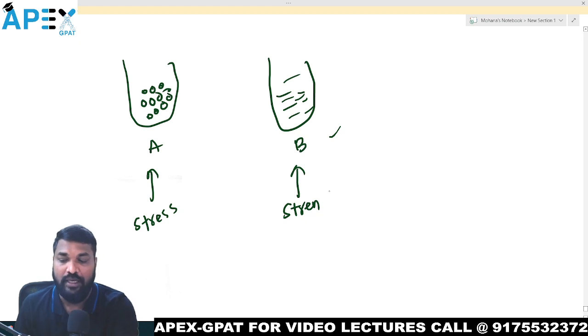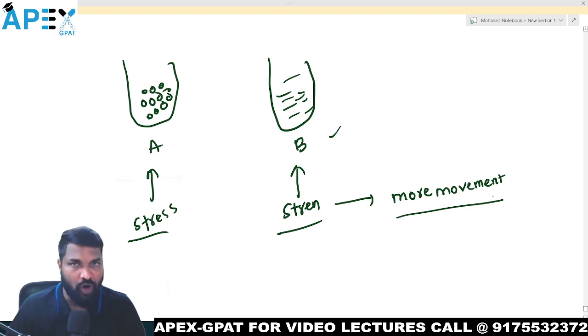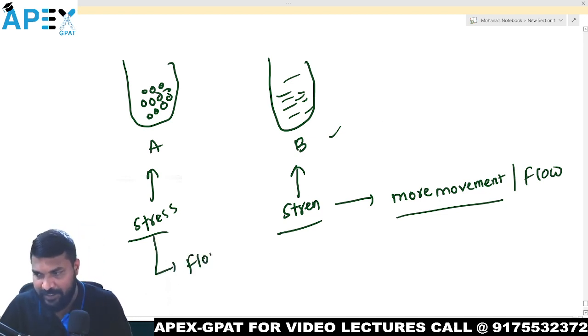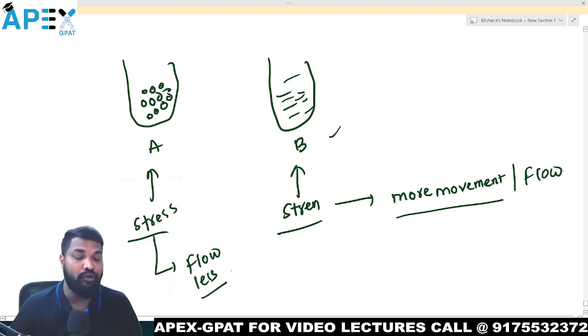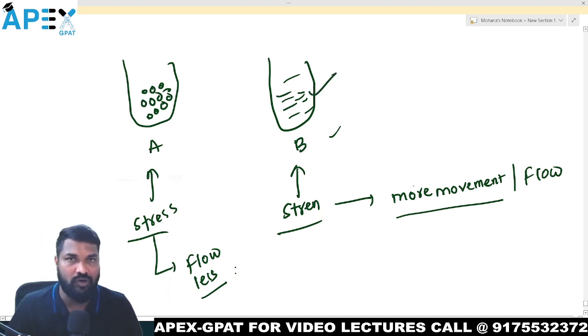Now I ask the question: can you tell me where there will be more movement when I apply the force? The same force, that is the same stress, I applied. Yes, here I observed more movement. The more movement means there will be a flow. The liquid starts flowing. But here I observed the flow is less. Can you tell me why the flow is less here, and why it is more there?